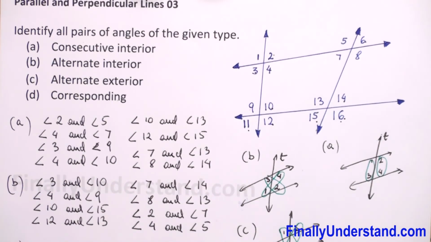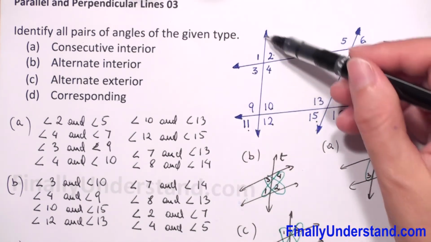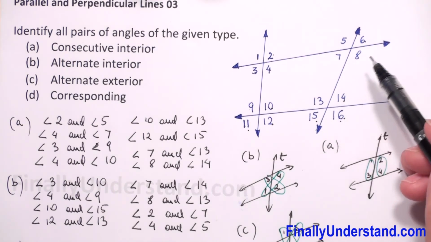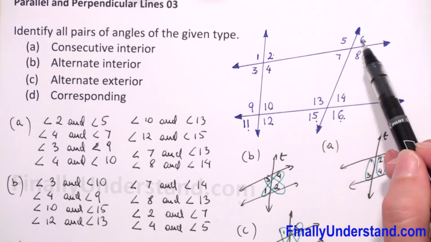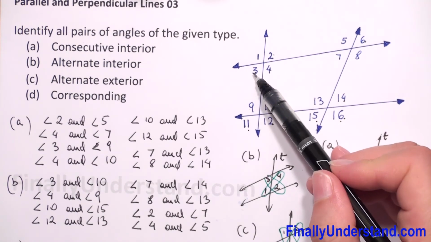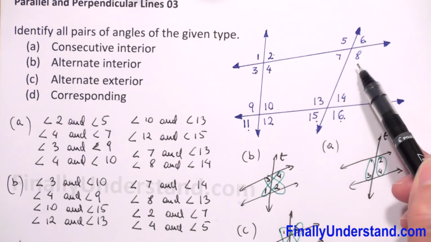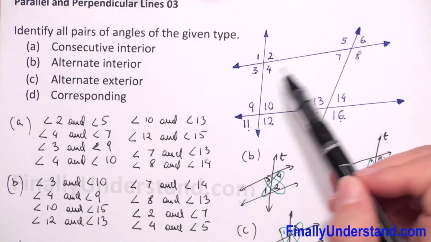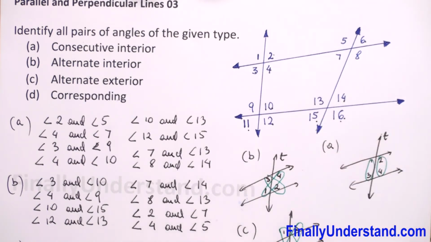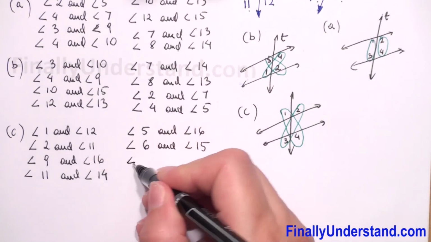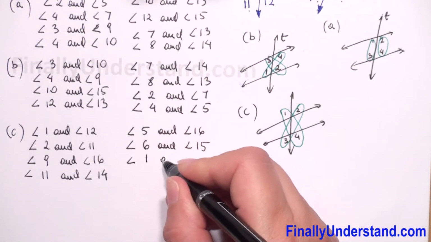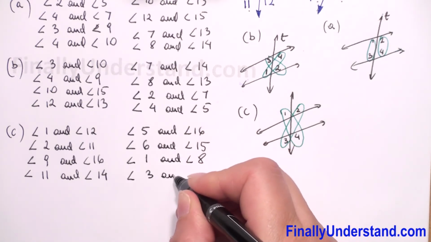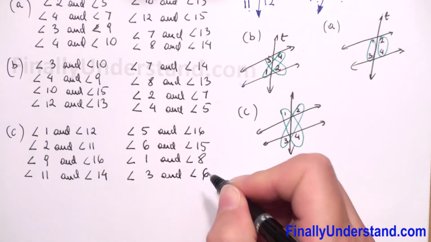And now this is our transversal for these two lines. So alternate exterior angles are angles which are outside of these two lines. So outside will be 1, 3 and 6, 8, and on opposite sides of our transversal. So it will be 6 with 3 and 1 with 8. So we have angle 1 and angle 8, and angle 3 and angle 6.